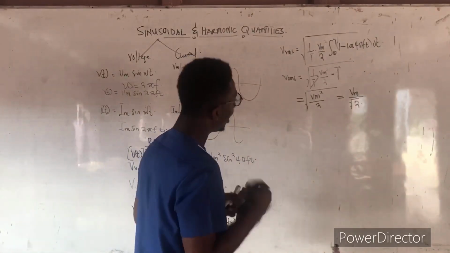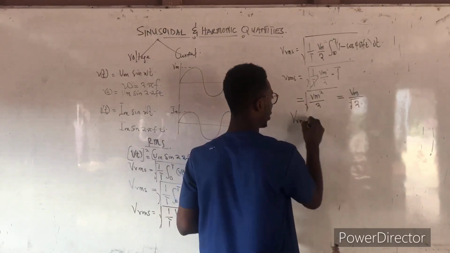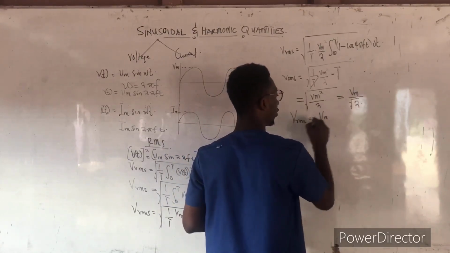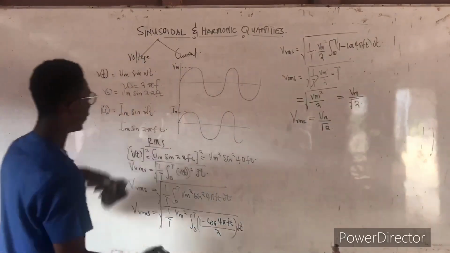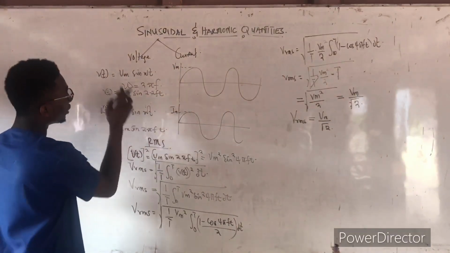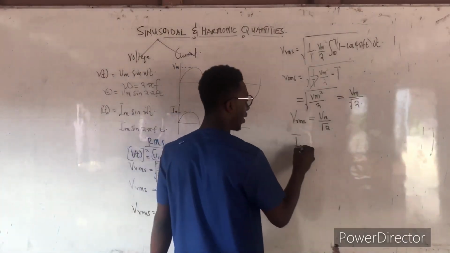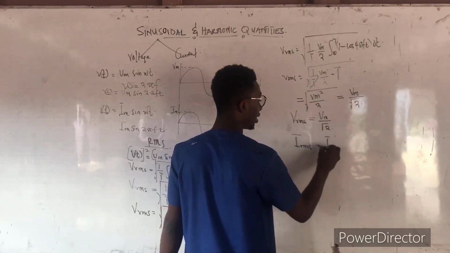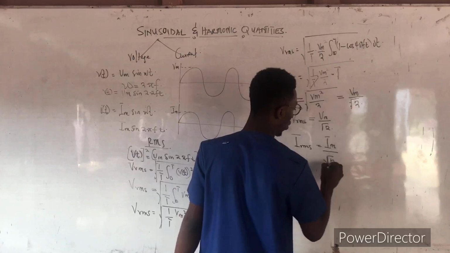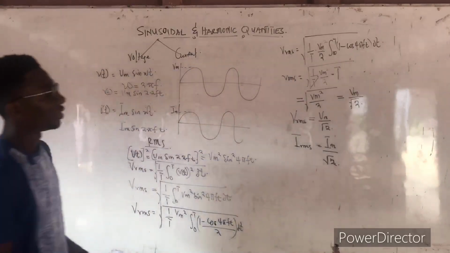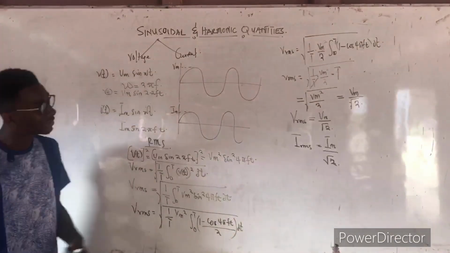Therefore, anytime you want to find the RMS voltage, it is equal to the peak voltage Vm on root of 2. And the same way, if we go through the sinusoidal current quantity, we end up finding the RMS current, Irms, which is the peak current divided by root of 2. And this is how you can find the RMS values for a sinusoidal quantity.